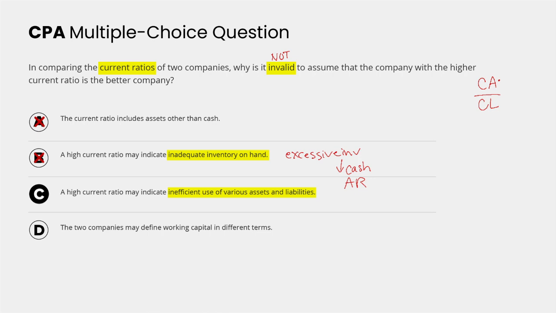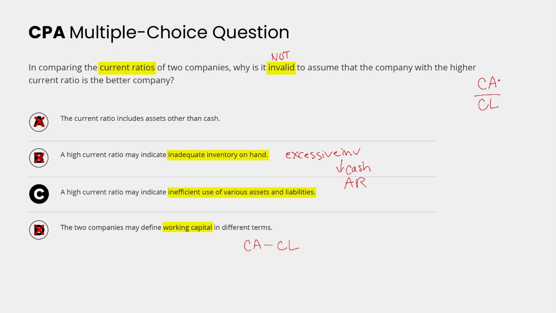Now, before we click on to the next question, we want to make sure we read the fourth choice. The fourth choice says the two companies may define working capital in different terms. That is not true. Working capital has a common definition. It's the difference between current assets and current liabilities, or the excess of current assets over current liabilities.